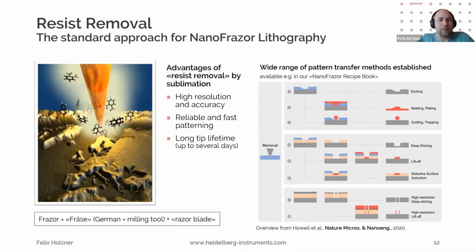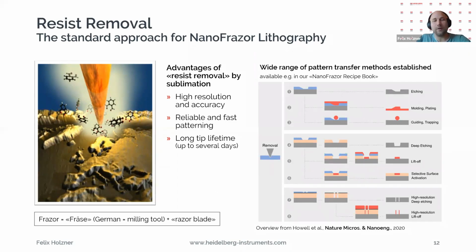The big advantage of this approach is it's very fast. It is happening on the microsecond time scale. You can do high resolution and write very accurate features, but mainly it's very reliable. You have a wide temperature window where you can apply this, and it's very simple to do and reliable. Also, because you don't need a mechanical force to write these structures, the tip lasts very long in comparison to other approaches. This approach also triggered the name NanoFrazor. That comes from the German word Fräse, which is a milling tool, and razor blade, meaning that it's very sharp.